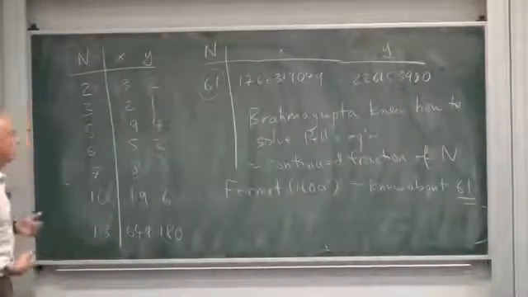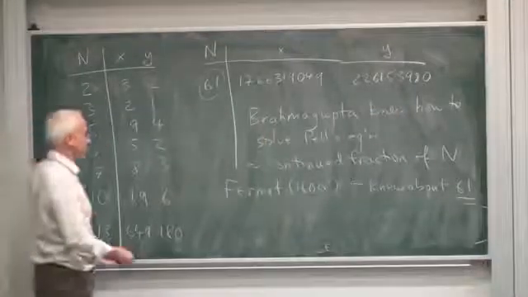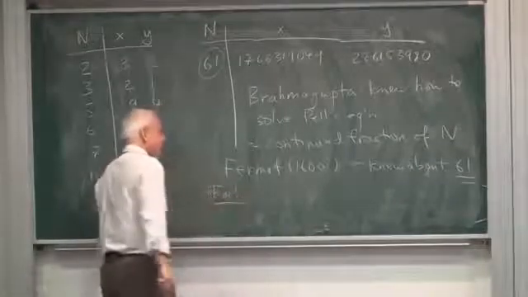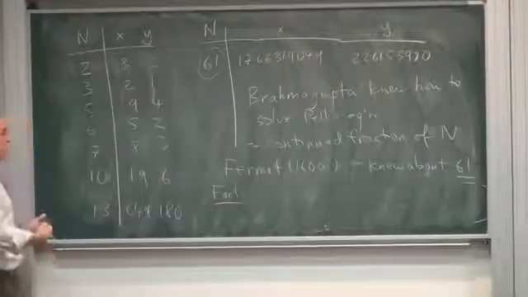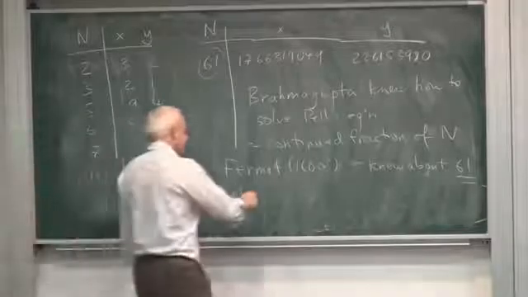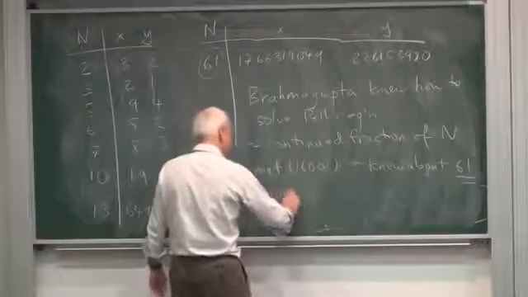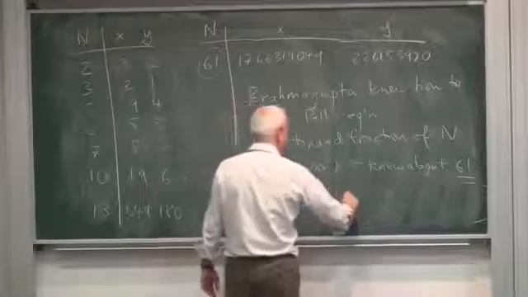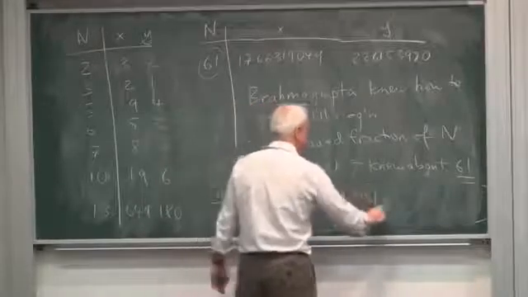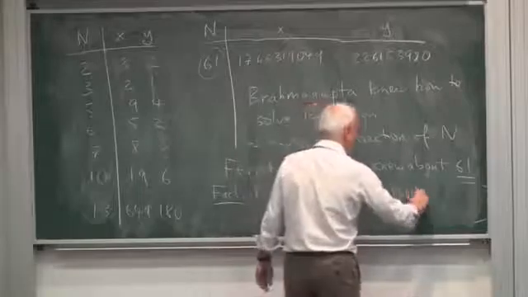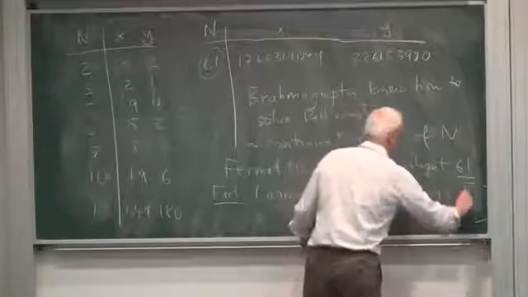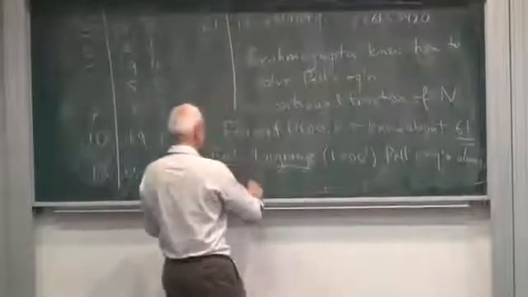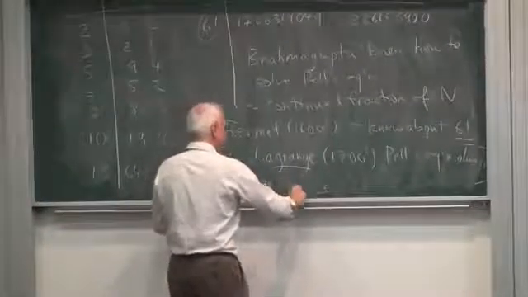There's a general fact here about Pell's equation, a key fact, which is that you can always solve it. This was actually only established by Lagrange in the 1700s, that Pell's equation always has an infinite number of solutions.